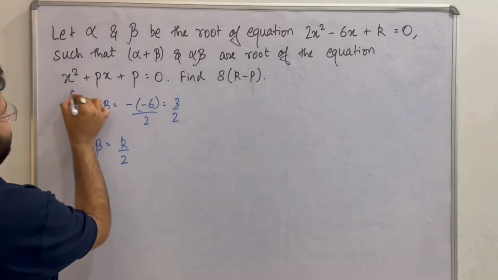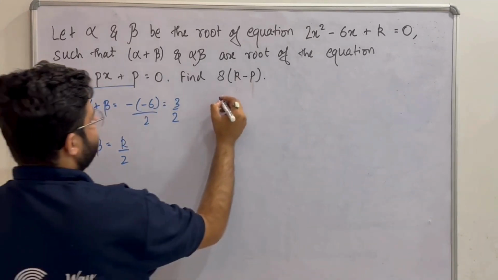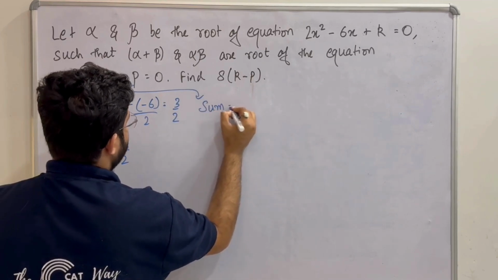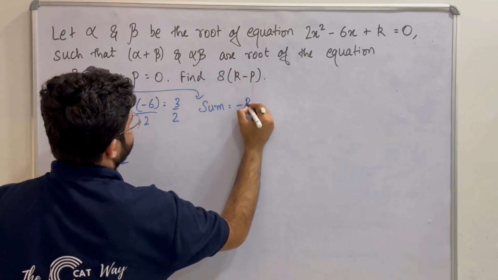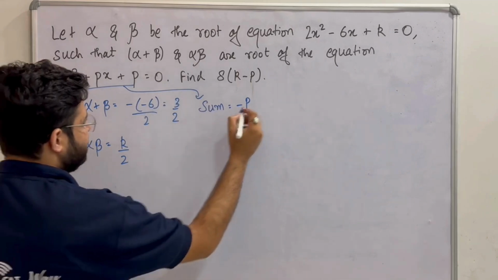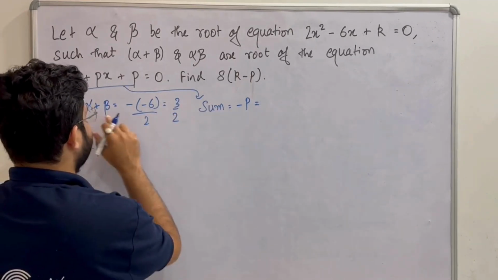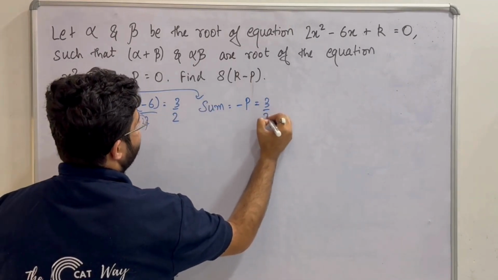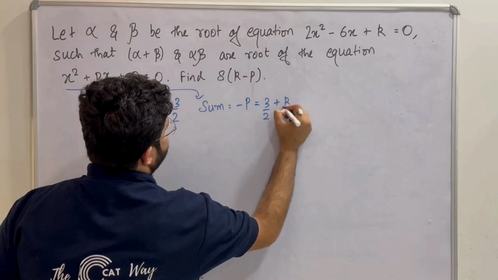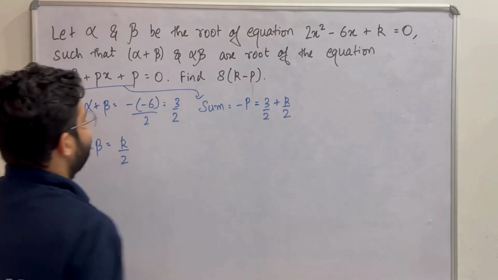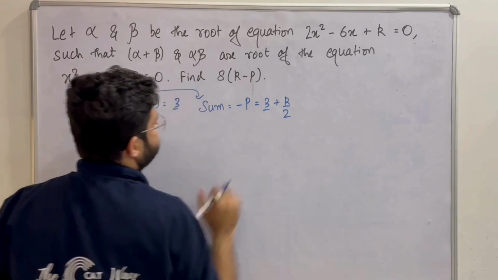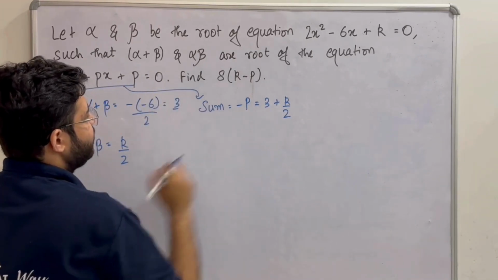Now we know that the sum of roots for this equation is going to be equal to minus p, right? Because minus b by a will give minus p. And this minus p is going to be equal to alpha plus beta, that is 3, plus alpha beta, that is k by 2. Right? Sorry, this is not 3 by 2. This is only 3. Correct? So this is 3 plus k by 2.